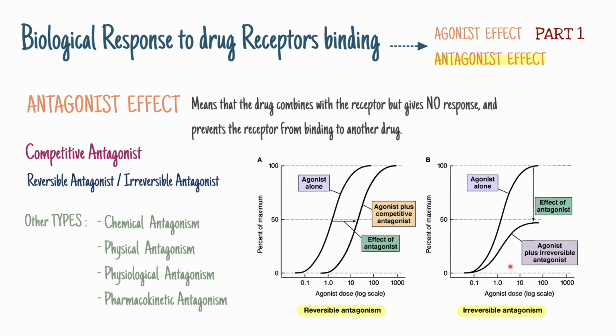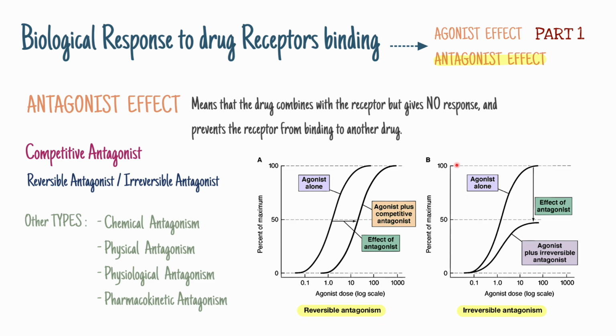The second type of antagonism is irreversible, in which if the antagonist binds with the receptor, it will never let it go. The only way for the body to get rid of this antagonist is to get rid of the antagonist and the receptor at the same time and synthesize a new receptor. That's why it takes a long time. It takes days, even months. That's why some of the toxins work by the concept of irreversible antagonism. And luckily enough, most of the blockers, most of the antagonists, are reversible antagonists.